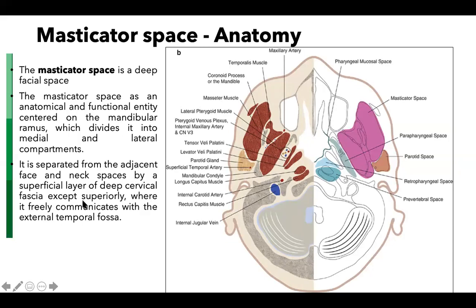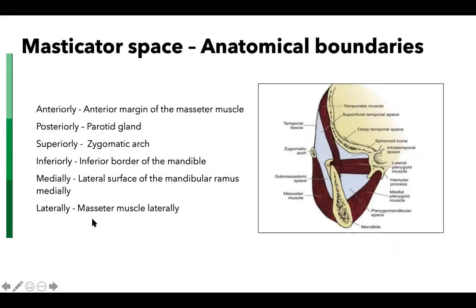Number one, we need to know the fact that this freely communicates with the external temporal fossa. Now, when we see this in cross section, we understand why this is important to us. We know that buccal mucosa lesions, retromolar trigone lesions, alveolar lesions have a tendency to involve the masticator space. And so we need to understand what the masticator space is. So this is the masseter, this is the mandible, this is the medial pterygoid muscle. But what we also need to note is that this communicates superiorly with the temporalis muscle.